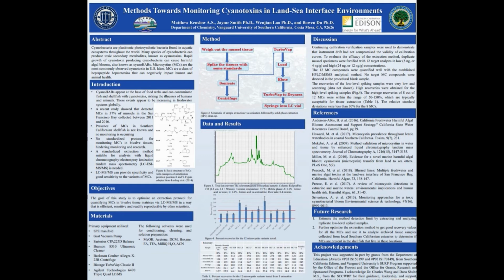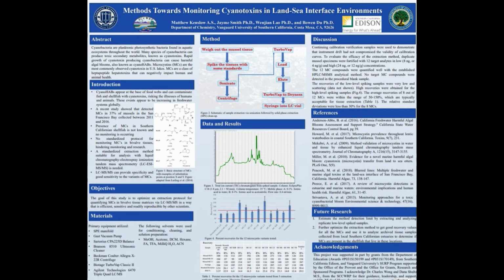The primary equipment used for extraction and cleanup were a solid phase extraction, or SPE, manifold, gassed vacuum pump, Sartorius CPA 225D balance, Branson 8510 ultrasonic cleaner, Beckman Coulter Allegra X22R centrifuge, Biotage TurboVap, and an Agilent Technologies 6470 triple quad LCMS. The following solvents were used for conditioning, cleaning, and solution preparation: methanol, acetone, DCM, hexane, FA, TFA, Milli-Q water, and acetonitrile. The method used was sample extraction from tissues via sonication, followed by solid phase extraction cleanup.